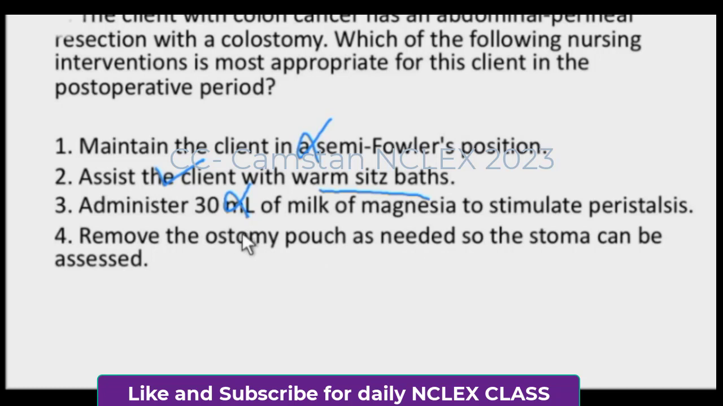It is not necessary to change the pouch daily, because the pouch that we are using in an ostomy should be transparent. Why transparent? So that we can easily observe the stoma and whether the drainage is happening or not. So the pouch should be transparent so that we need not remove the ostomy pouch to assess the stoma.